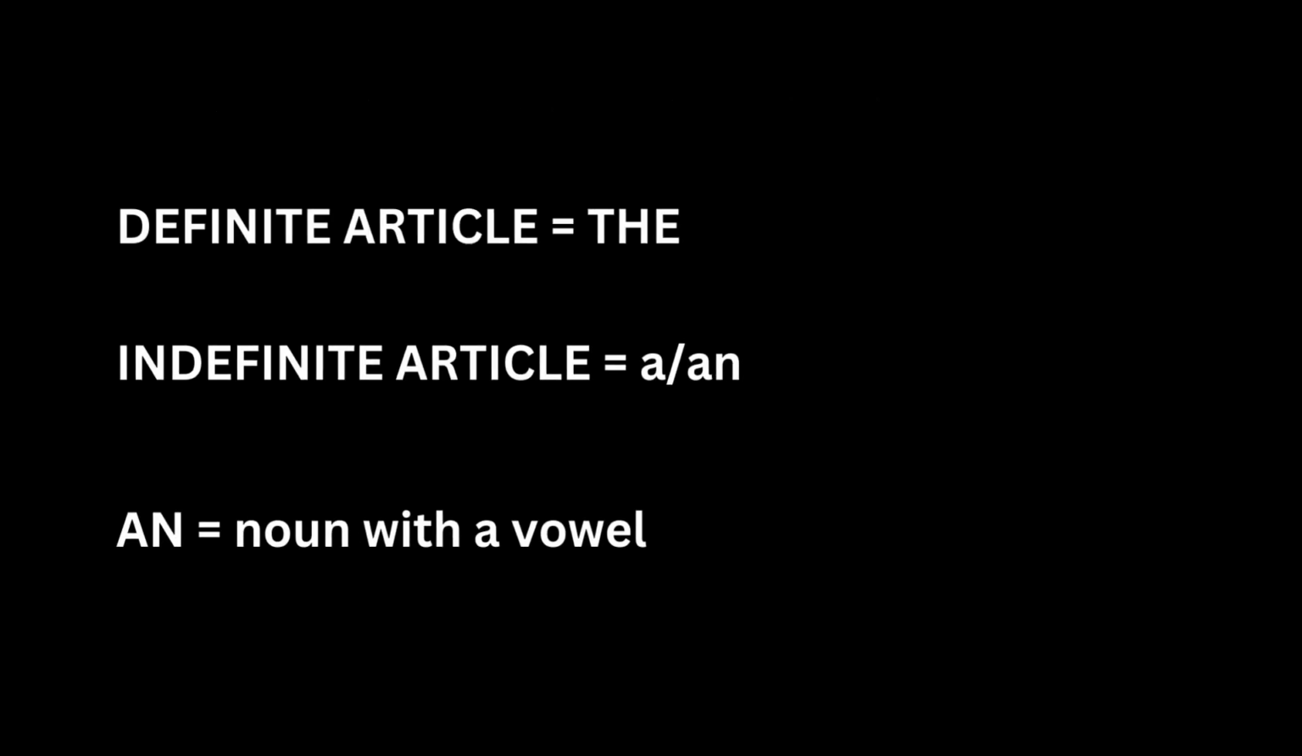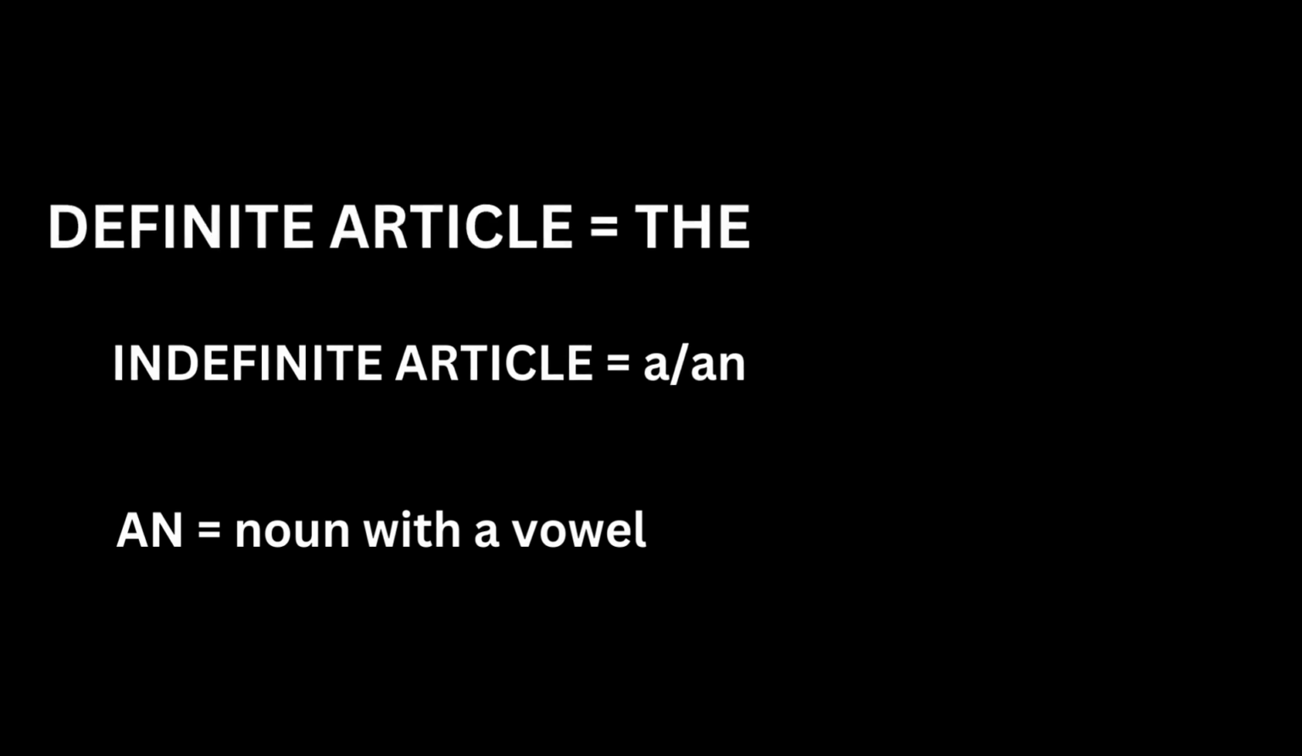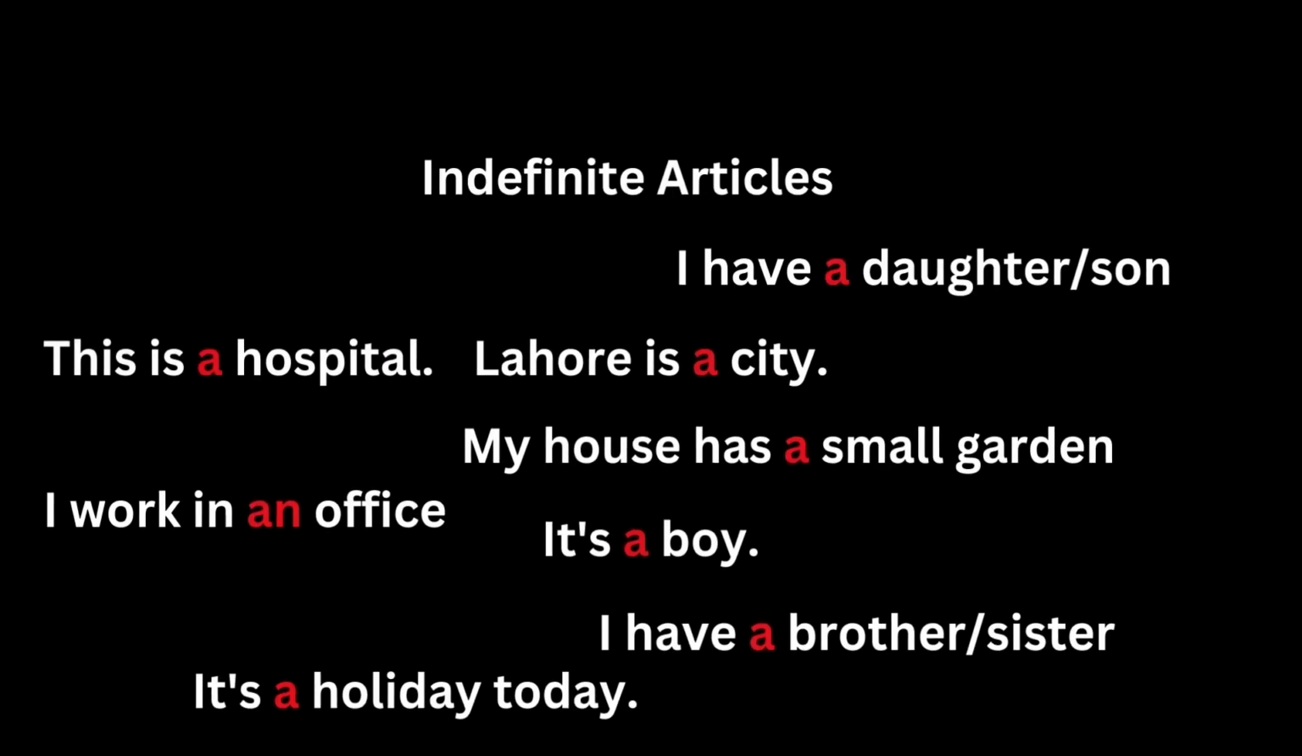Everyone, okay, now we're going to talk a little more about articles. In the previous episode, we talked about not using any article, indefinite or definite, with names, but we use these articles with nouns. So, when do we use the indefinite article and when do we use the definite article?